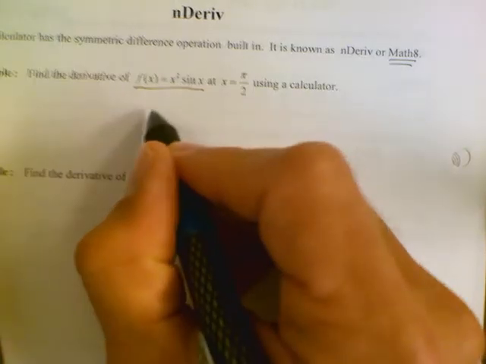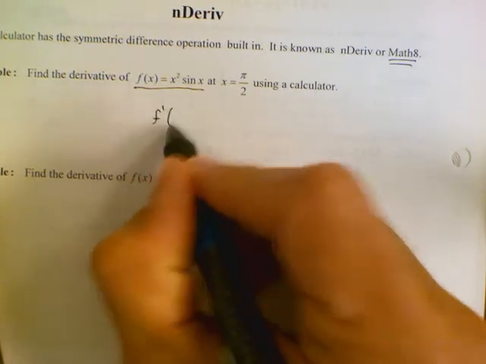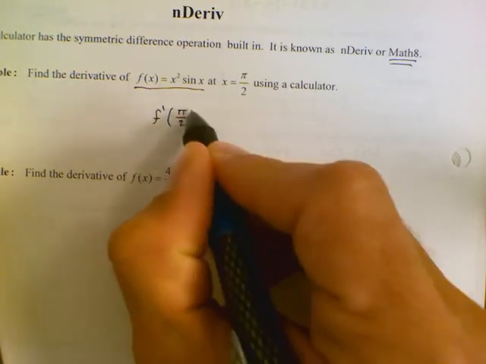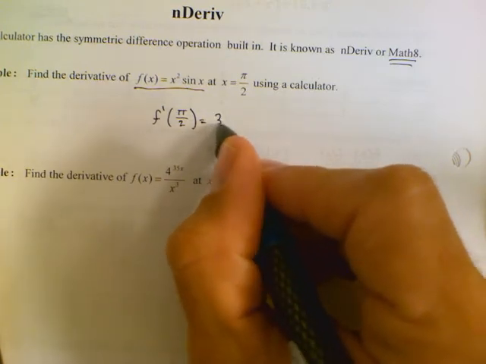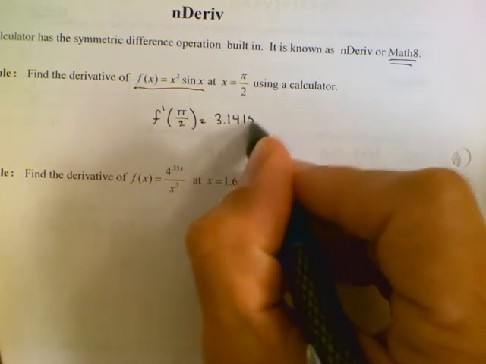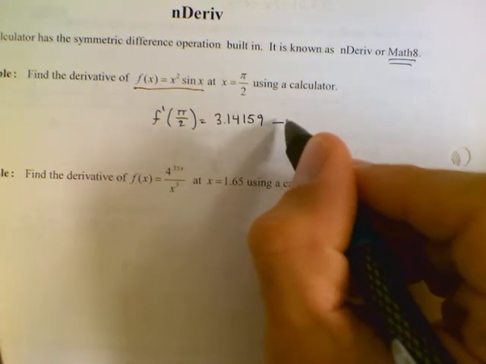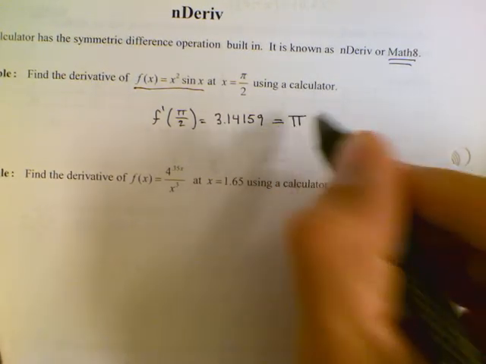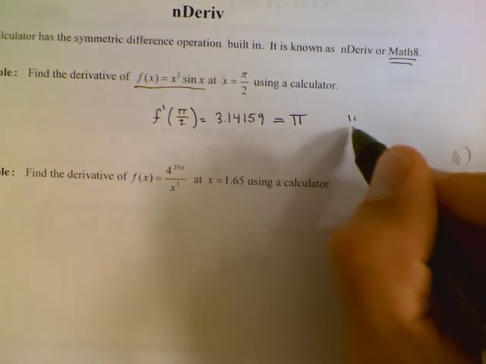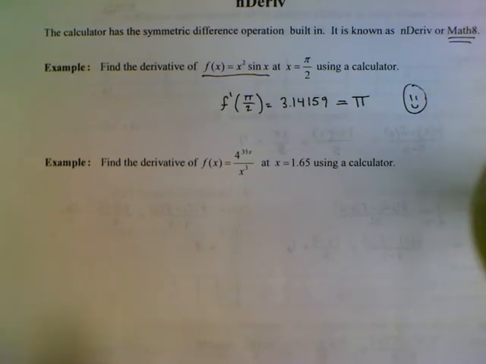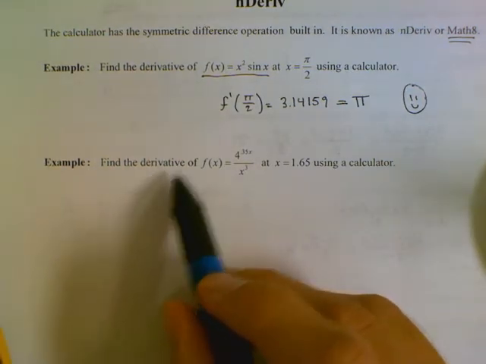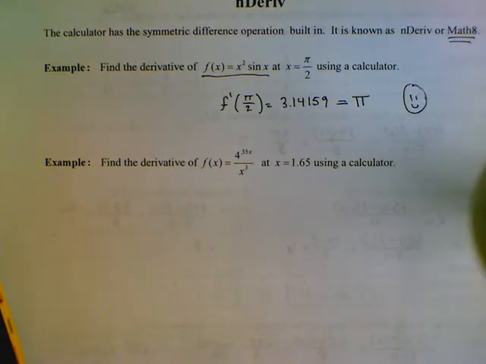We just found f prime at pi halves, and actually it looks like it equals exactly pi. 3.14159. Yep, that is exactly pi, actually, and that should be at least entertaining to you, and it might be more entertaining as we learn more differentiation rules.